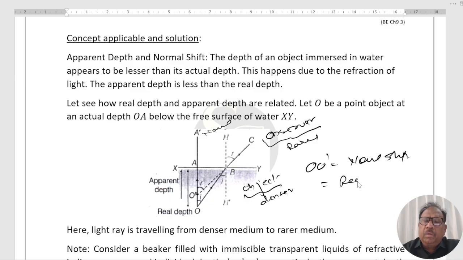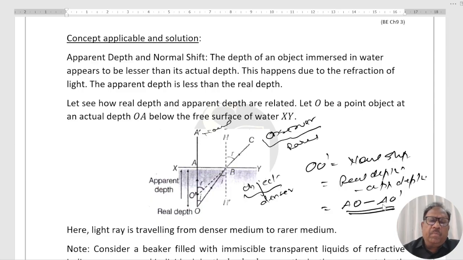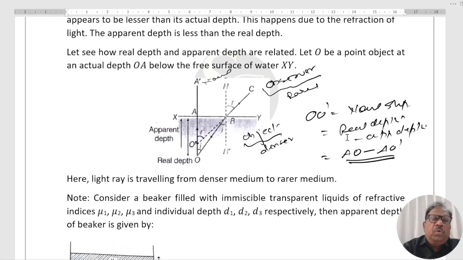Normal shift is real depth minus apparent depth. Real depth is AO and apparent depth is AO dash. Depth means we have to measure the distances from the top end. And mu equals real depth upon apparent depth.